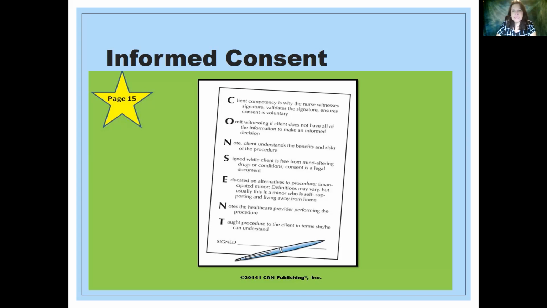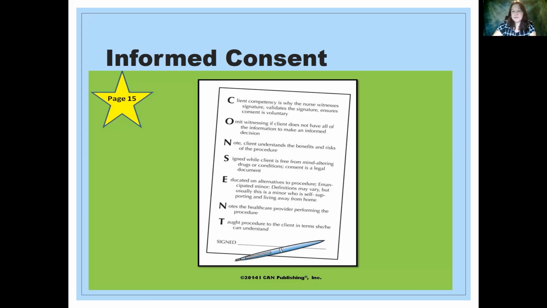It has to be signed by the person who is legally responsible for the patient. If the client does not speak English, an interpreter should be provided, and the consent should be provided in the language that the client speaks.